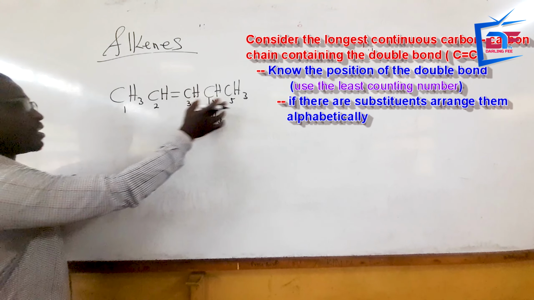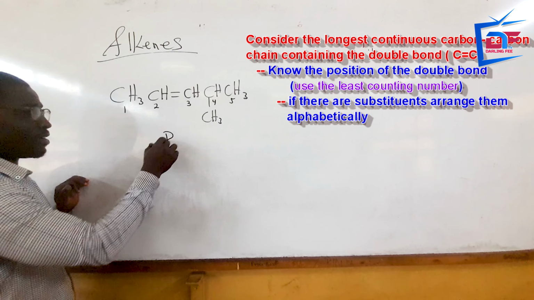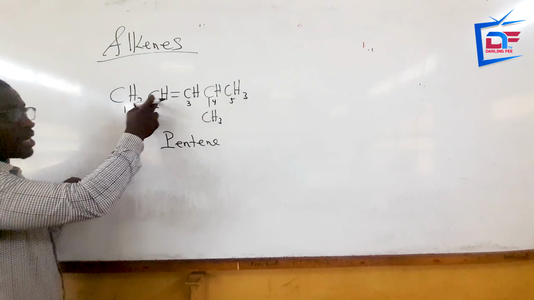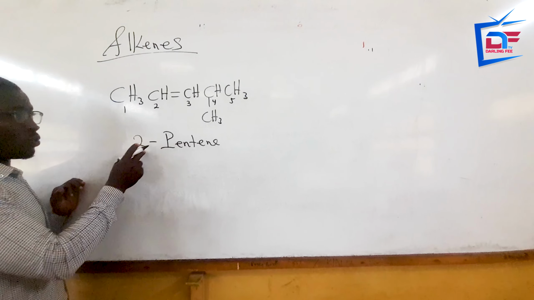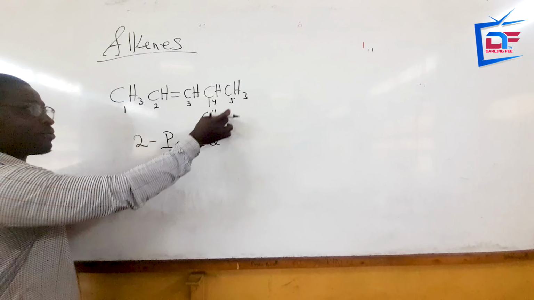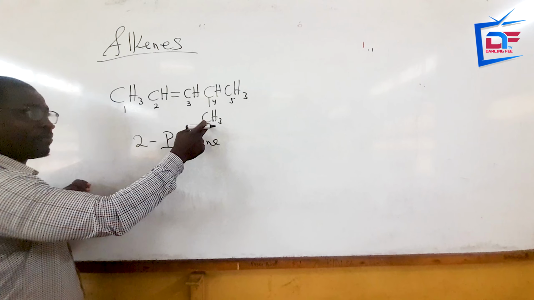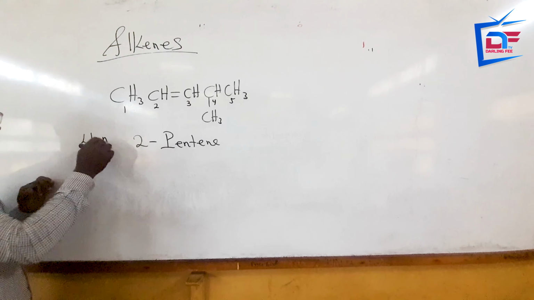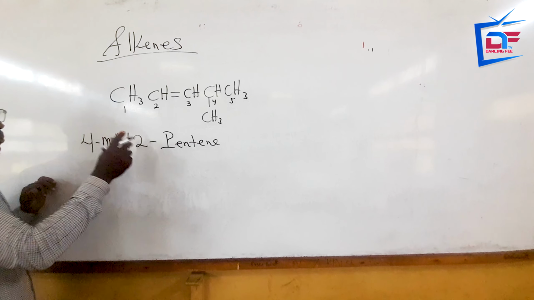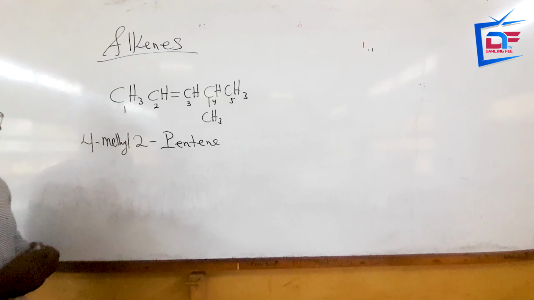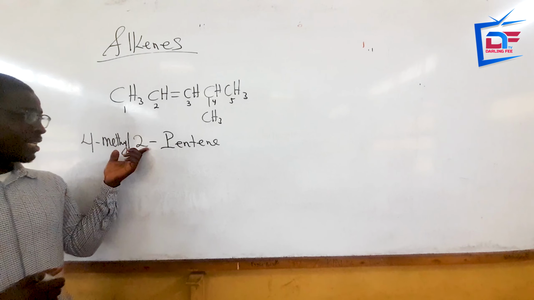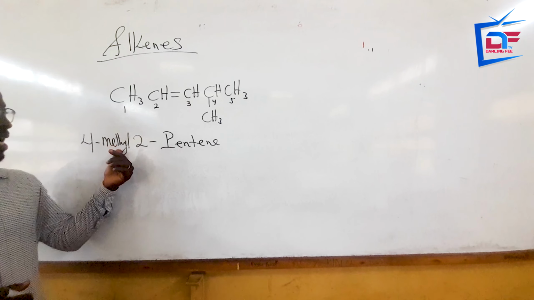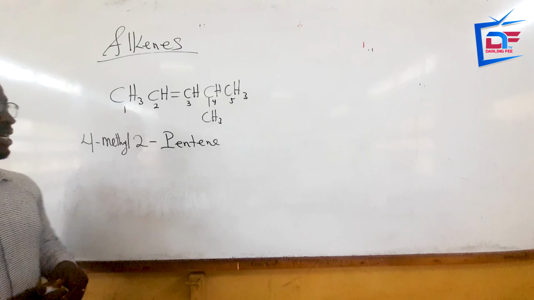So per what we have here, with 5 carbon atoms, we have the parent name to be pentene. We have the number to be 2, so that is 2-pentene. But looking at the 4th carbon, there is a substituent on it. So we have to consider that, and that will give us 4-methyl-2-pentene. Please, if you omit the number here, that gives you an incorrect answer. We can also say that this is 4-methylpent-2-ene, and that is the same thing.